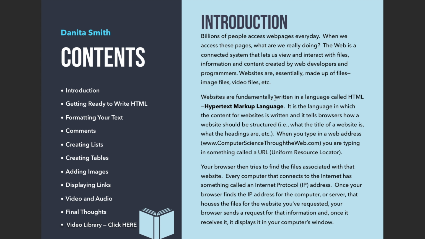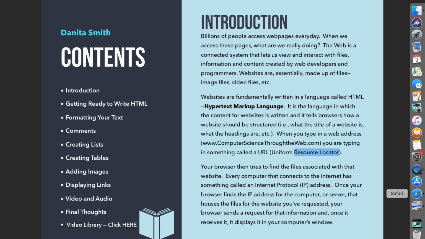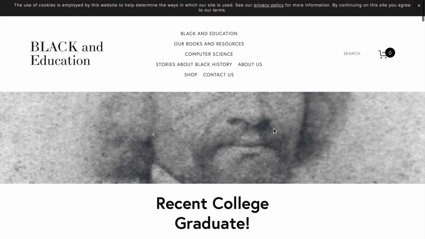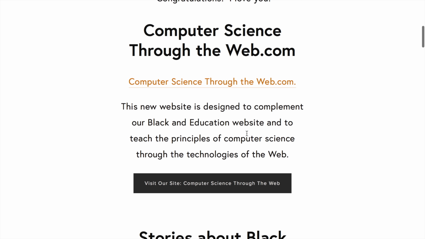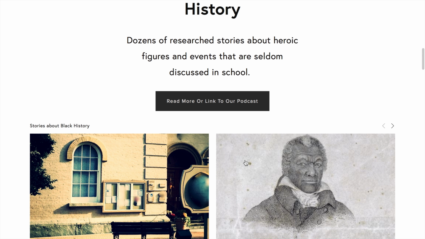Now, when you go to any website and type in a web address, www.computersciencethroughtheweb.com, what we're actually doing is typing in a URL, a uniform resource locator. Let's think about the last two words, resource locator, because that's exactly what's going on. When you go to any website, and this is Black in Education, blackineducation.com, what you see is a collection of files. You'll have image files or text files, maybe video files later on. So the resources or the files for that website are located on some computer that's usually called a server.